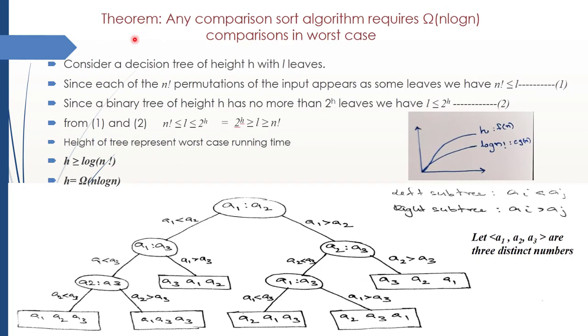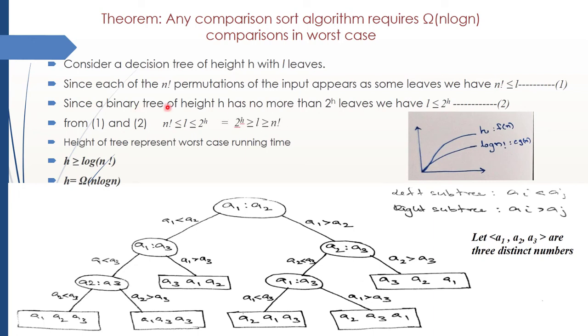Next is the theorem. Any comparison sort algorithm requires omega of n log n comparisons in the worst case. Consider a decision tree of height h with L leaves. Since each of the n factorial permutations of the input appears as some leaf, we have n factorial less than or equal to L. What is L? The number of leaves. We have n elements, and we can arrange these n elements in n factorial ways. In the previous slide we already discussed that the outputs are represented as leaves. So I can write n factorial less than or equal to L.